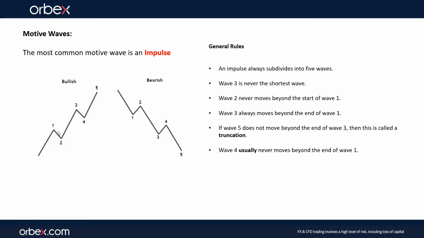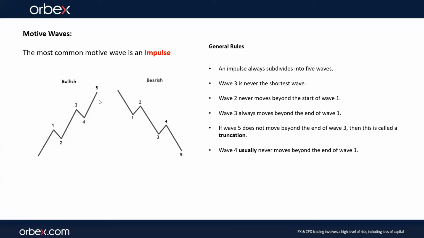Wave 3 always moves beyond the end of wave 1. So this means that wave 3 will never basically be around here or here. It will always push through and finish higher than wave 1 or lower than wave 1, depending if it's a bullish or bearish move.